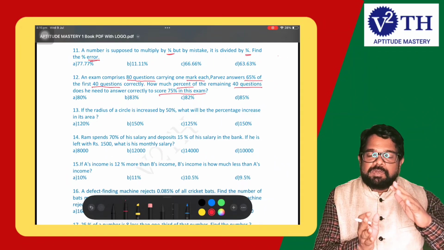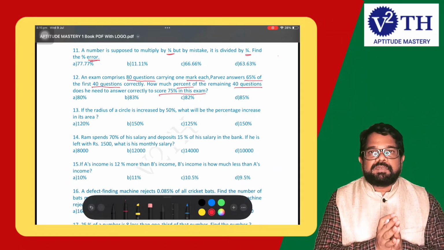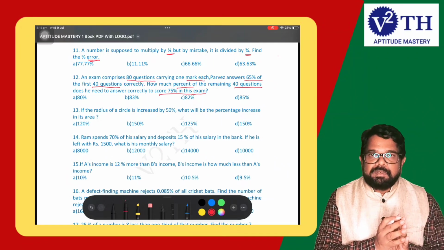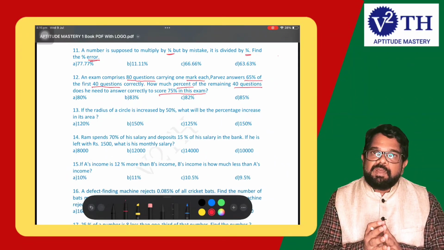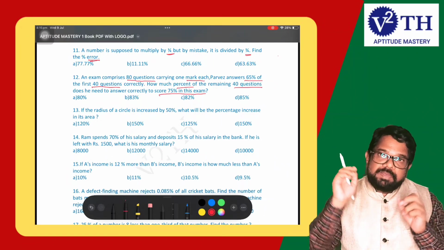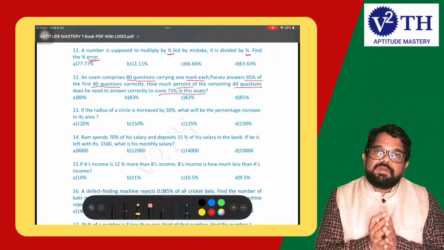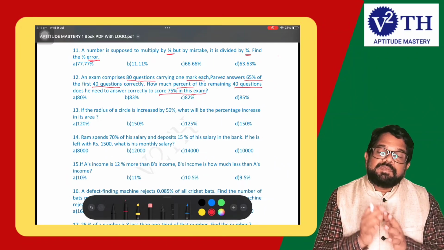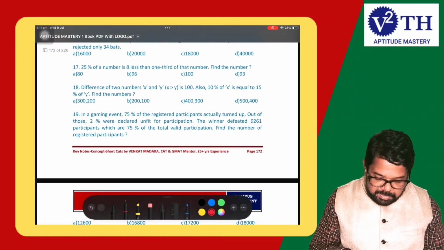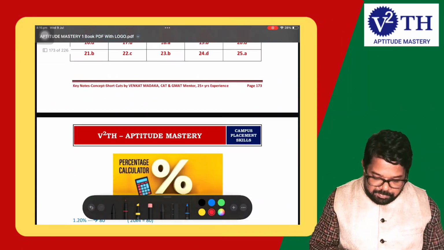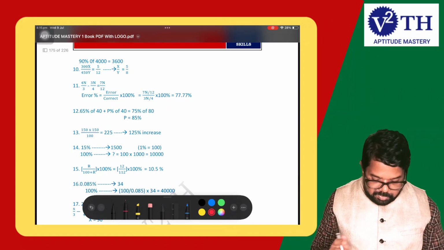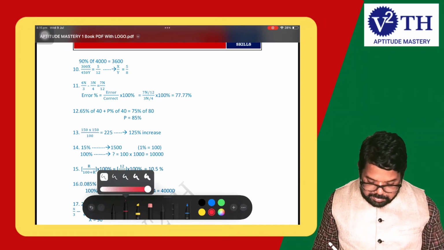In the first 40 questions, he answered 65% correct. In the remaining 40 questions, how much percent he marks correctly? But on an average, what is the average percentage of correct marks? 75% it is. So you can do the equation, you can get the answer very easily. See the solution here. You can understand very easily.